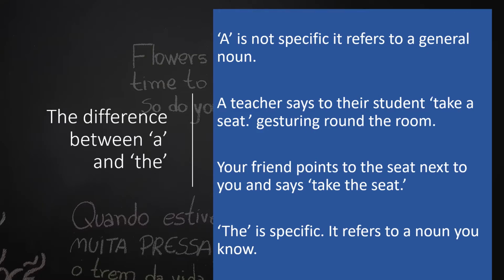So the difference between a and the. So a is not specific, it refers to a general noun, such as a teacher says to the student, take a seat, gesturing around the room. So that means that the student can take any seat that's in the classroom. Or we could have the example, your friend points to the seat next to you and says, take the seat. Now this is being very specific and it's referring to the seat next to them. So that's how we use the to be specific and then a to be general.